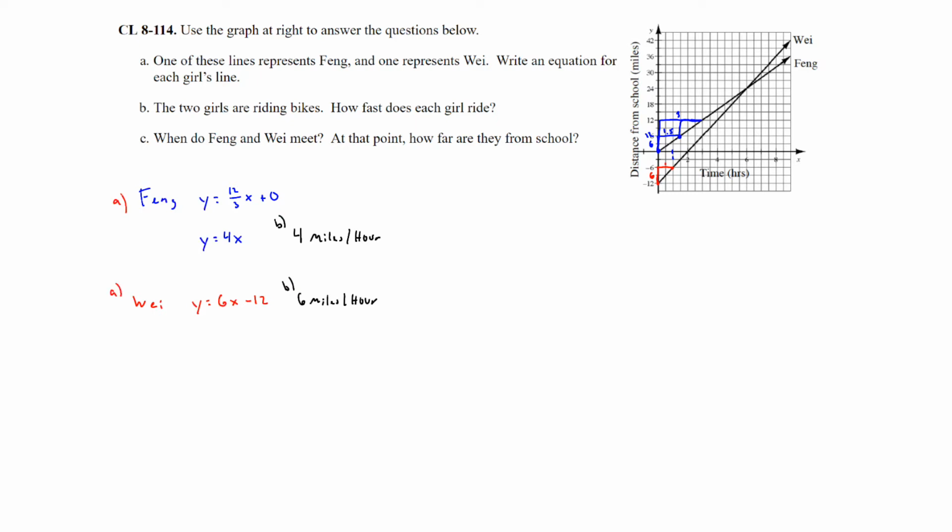And let's go to part C. When Feng and Wei meet, at what point, how far are they from school? So when they meet, looks like right in here, this will tell you that it took them 6 hours, and then the distance looks to be 24 miles from school. So we need to write both those things down for part C. Feng and Wei met at 6 hours and 24 miles from school.